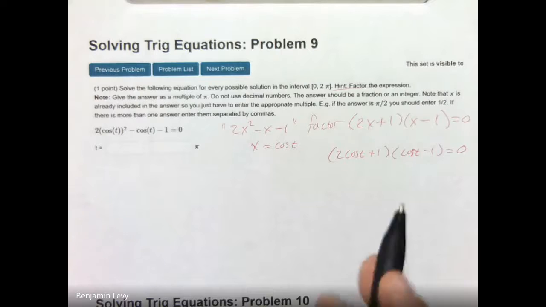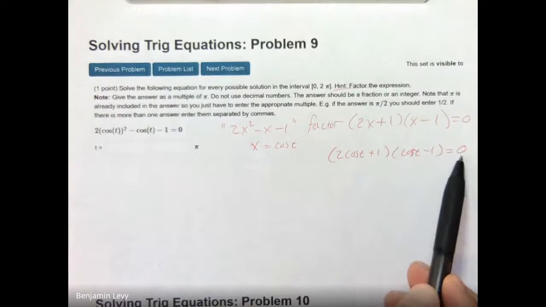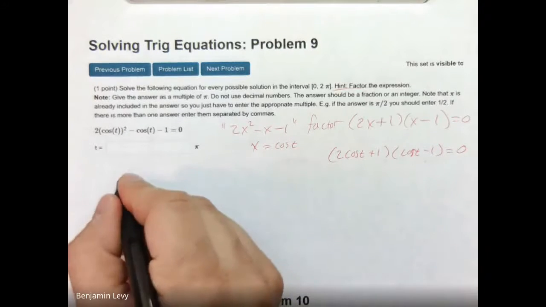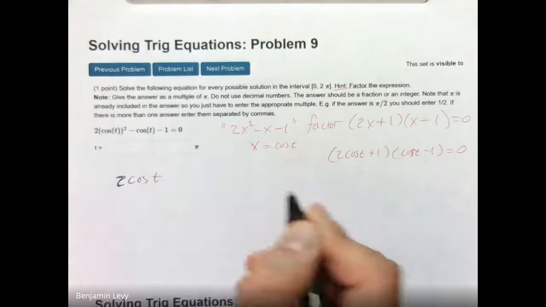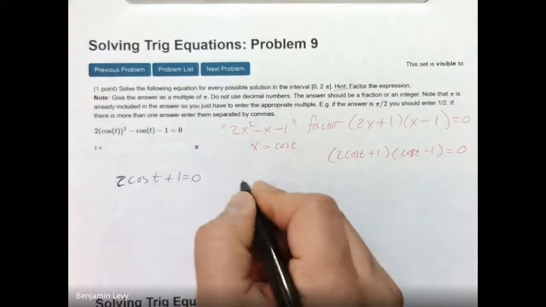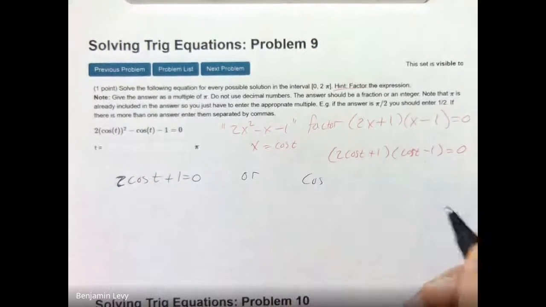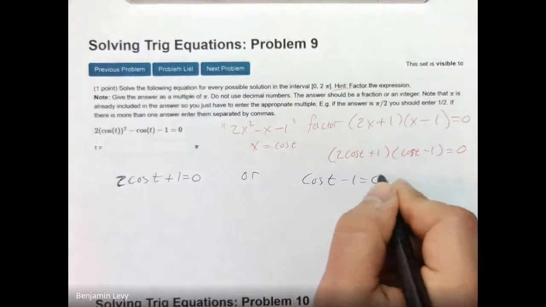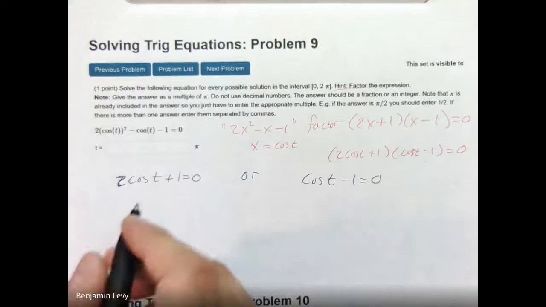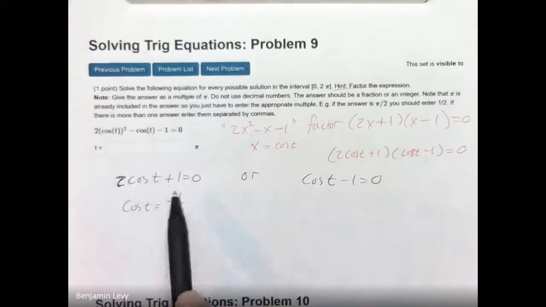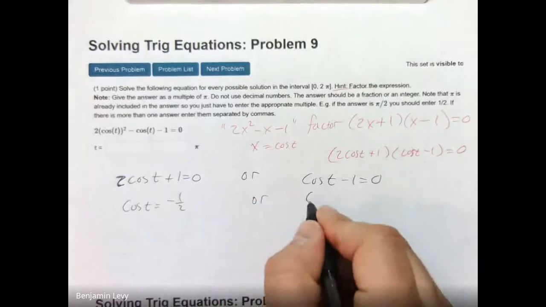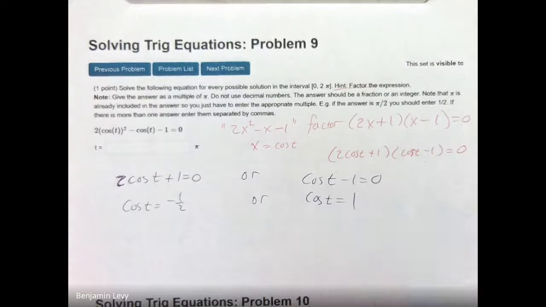And so in that case, we've got 2 things being multiplied and they're set equal to 0. And so we set them equal to 0 separately. So we do 2 cosine plus 1 equals 0. Just like we did in the last one, right? You break it up. Cosine minus 1 equals 0. And then you solve them separately. So this is going to be cosine is minus 1 half when you do that one. Or cosine equals 1.